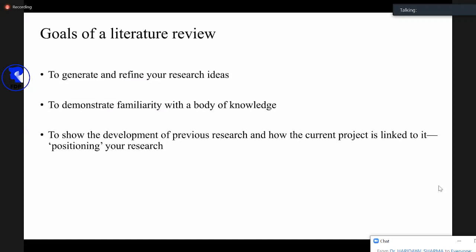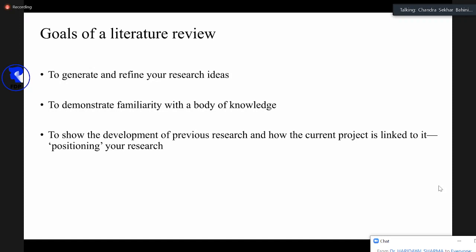Goals of a literature review. Why do you want to do a literature review? Basically to generate and refine your research ideas. Suppose you have an idea that you would like to look into how migrant workers or construction workers are affected by COVID-19. You might have read in the newspaper that because of COVID-19, the construction workers are largely affected. That's the idea you have.